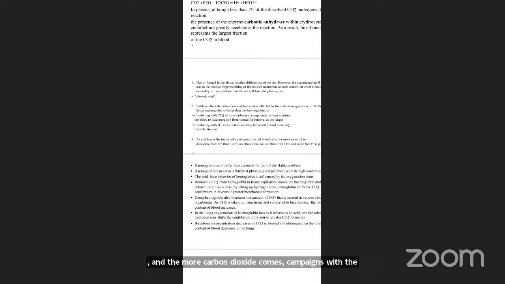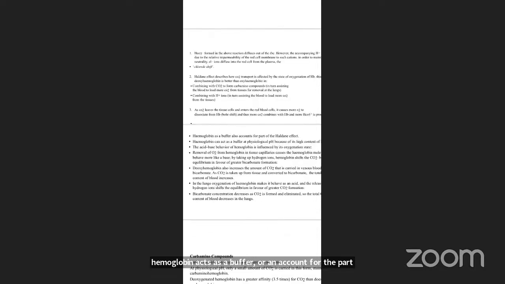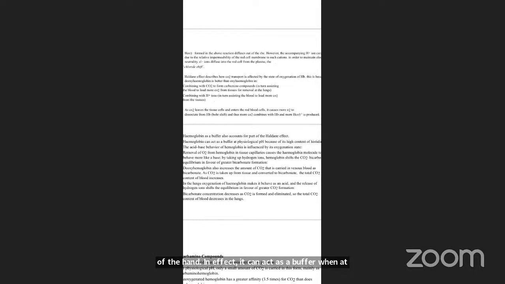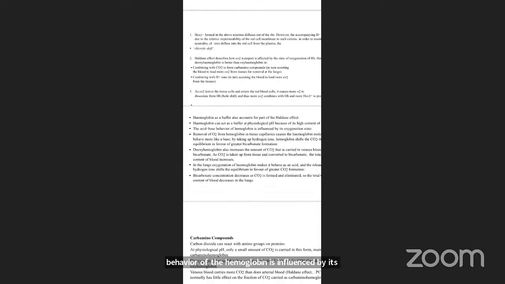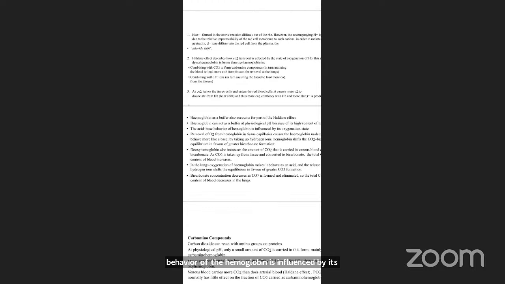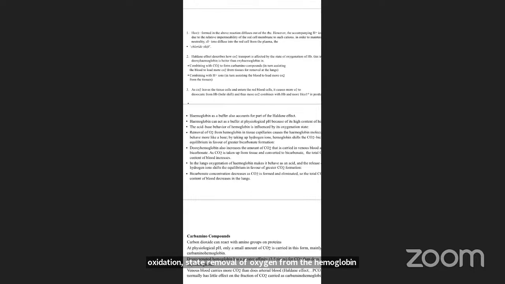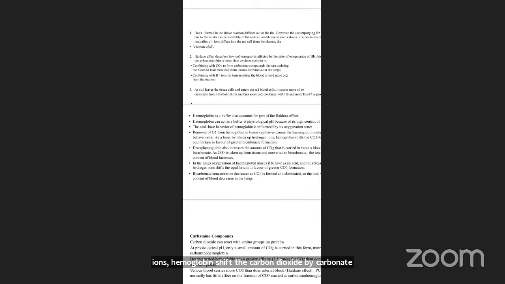Hemoglobin acts as a buffer and accounts for part of the Haldane effect. It can act as a buffer at physiological pH because of its high content of histidine. The acid-base behavior of hemoglobin is influenced by its oxygenation state. Removal of oxygen from the hemoglobin in tissue capillaries causes the hemoglobin molecule to behave more like a base. By taking up hydrogen ions, hemoglobin shifts the carbon dioxide bicarbonate equilibrium in favor of greater bicarbonate formation.